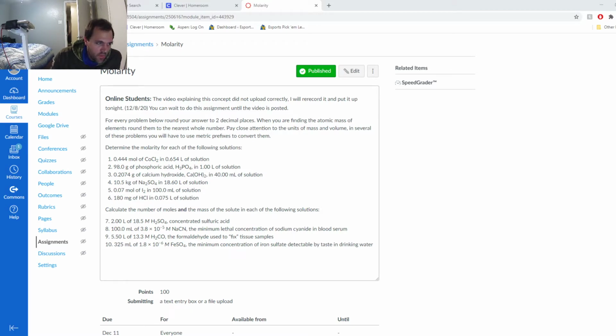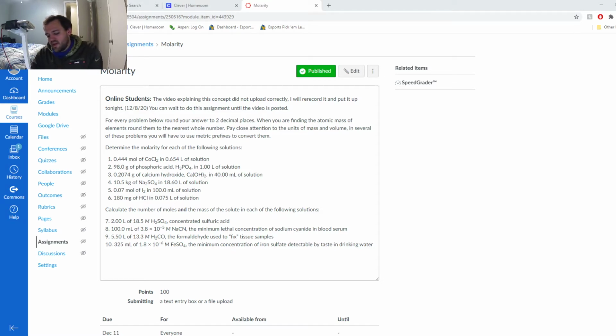Okay, these bottom 4 are a little different. You're going the opposite direction, right? It's giving you the volume of the substance that you have and the concentration, and it wants you to find the mass, how many moles of it, and the mass of those moles.